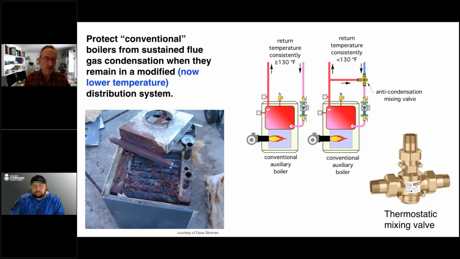If it is a cast iron, steel, or copper tube boiler, you would need some means of protection. Now, this is a pretty simple way to do it. There are other ways to do it with motorized valves, with injection pumps and so forth, but this is one of the simpler, easier ways to deal with it.